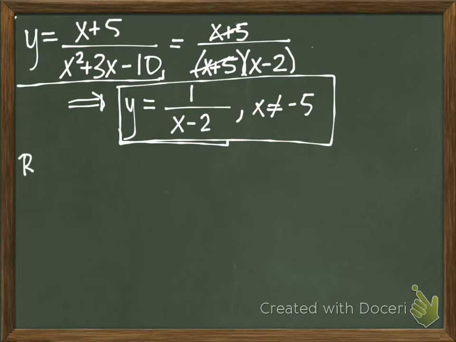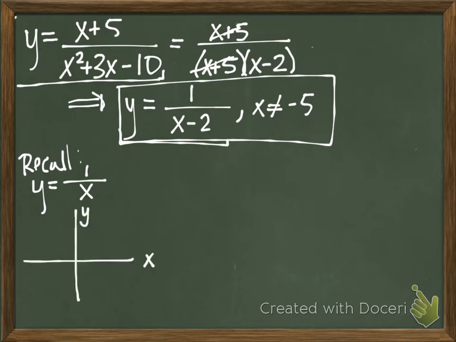And so recall from class, we've looked at the graph of y is equal to 1 over x. So again, put it on pause, see if you can remember what that graph looked like, and then use that graph to come up with 1 over x - 2. Okay, so 1 over x, that's not going to be defined when x is equal to 0.